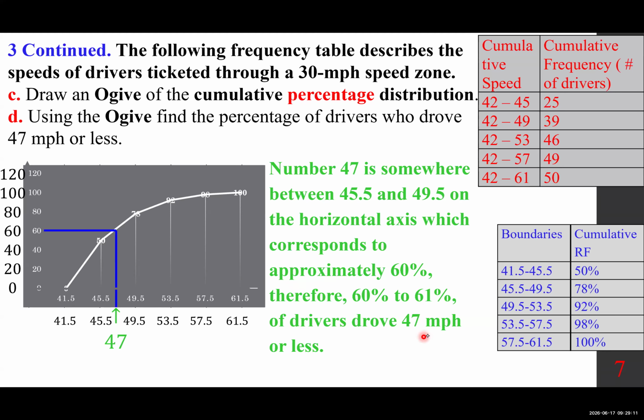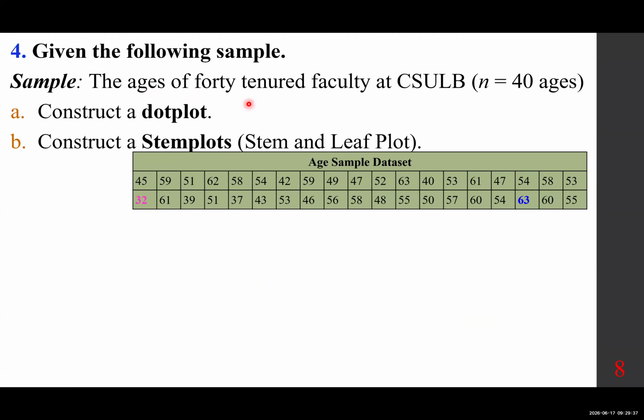Given the following sample, which is the ages of 40 tenured faculty at CSULB, n equals 40, construct a dot plot and construct a stem plot. Let's see how we do that. First and foremost, let's discuss each one.